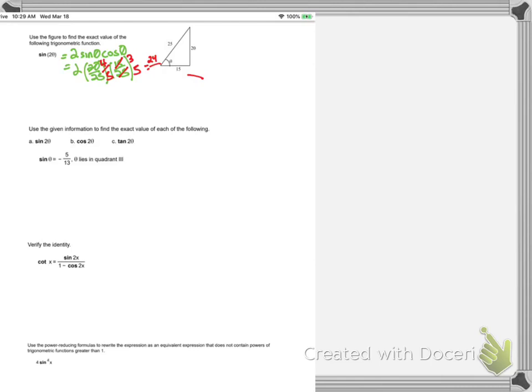And the bottom is 5 times 5, that's 25. Okay, the next one up, we have sine of 2 theta, cosine of 2 theta, and tangent of 2 theta. So I'm going to start with sine of 2 theta. So this tells us this is lying in quadrant 3. So when I'm over here, I know it's going to be over here.